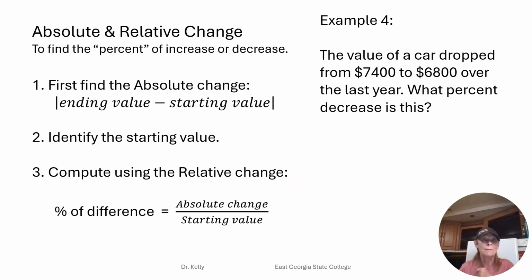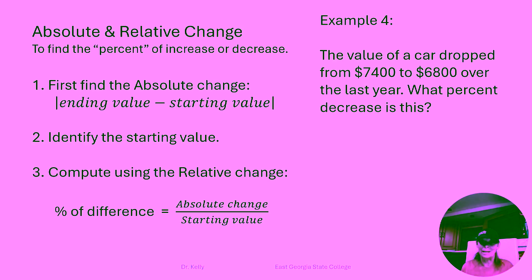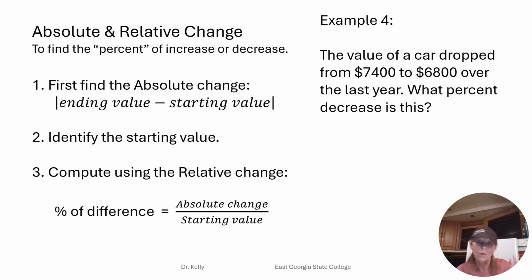Let's keep on going. Now, the next thing we're going to talk about is the absolute and relative change. This is the way you find the percent of an increase or a decrease, kind of like the amount of money in my bank account, or how much my car has depreciated. Let's think about something that would increase. Oh, my level of stress. Just joking. Anyway, this is how it's done.